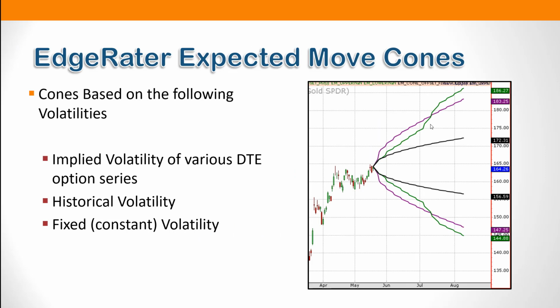But EdgeRater also has expected move cones not just based on the calculations from the implied volatilities, but also a cone that can be drawn based on historical volatility. And a third option is a cone which you can put on the chart, and you can specify a constant volatility, a fixed volatility number, to give you an idea of what, for instance, a 20% volatility might look like if you project that out into the future. In the chart here, you see all the 3 different types of cone. So I'm going to go into this in the software.